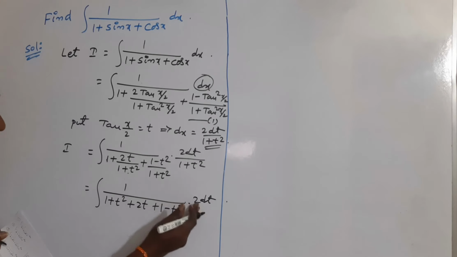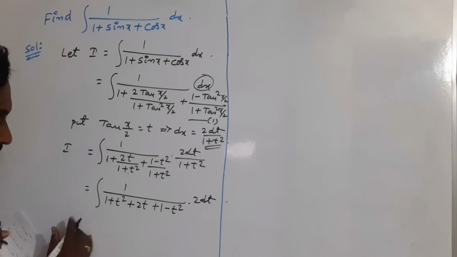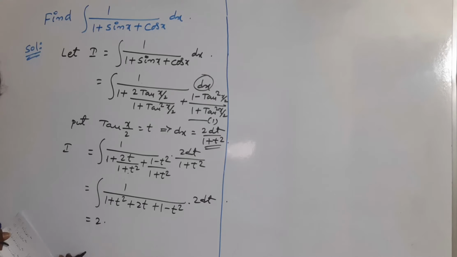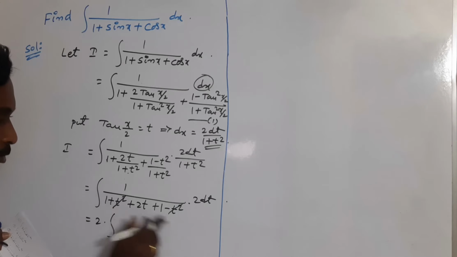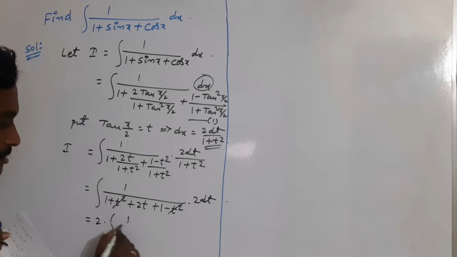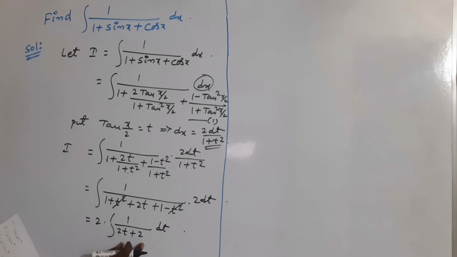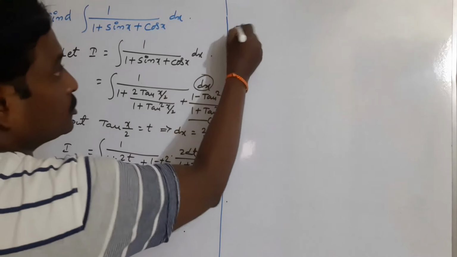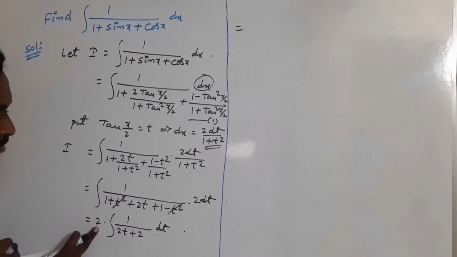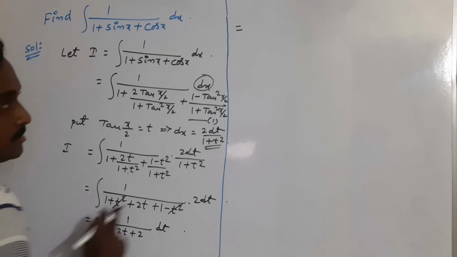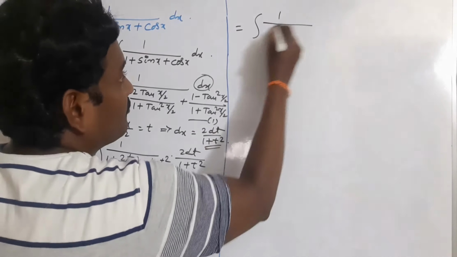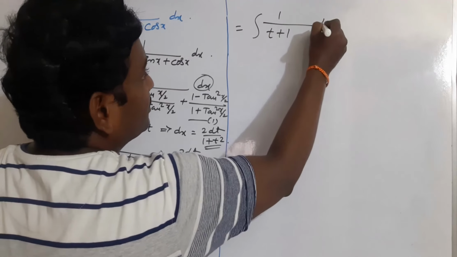2 is the constant term. Take it outside from the integration. So 2 into integration of this, t square is getting cancelled. Both are the same but with opposite signs. So the remaining term is simply 2t plus 2 into dt. So in the denominator 2 is the common term, so 2 is getting cancelled. Already we have one more 2 in the numerator on the outside. So integration of 1 by t plus 1 into dt.